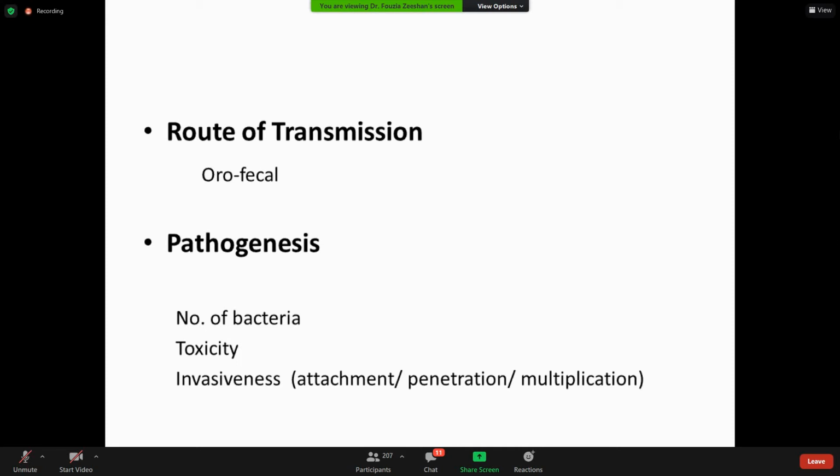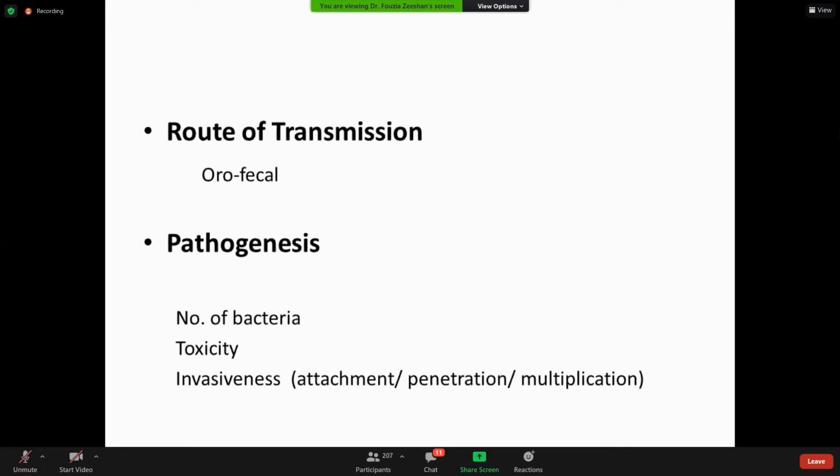Toxicity again depends on the number of bacteria. If the number of bacteria is high, and they are in the dividing phase and releasing their toxins, the toxicity level will be higher.